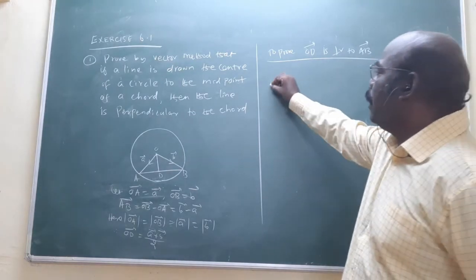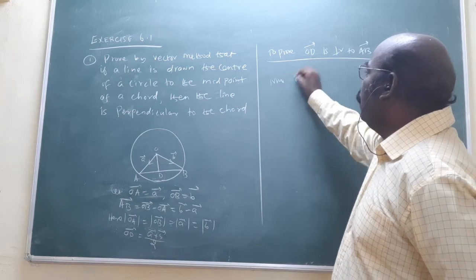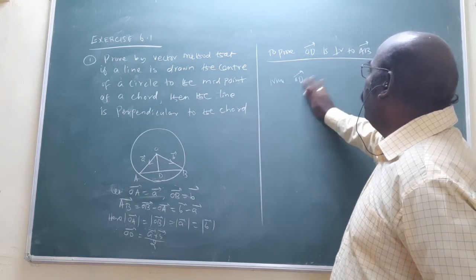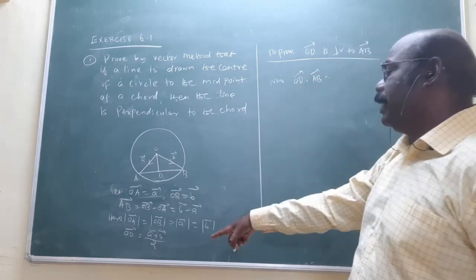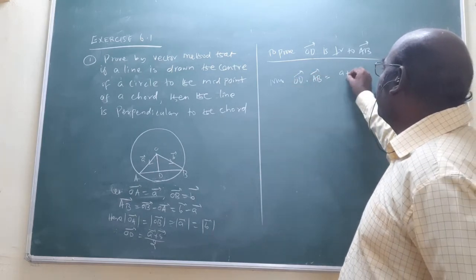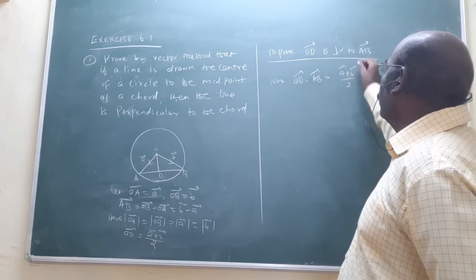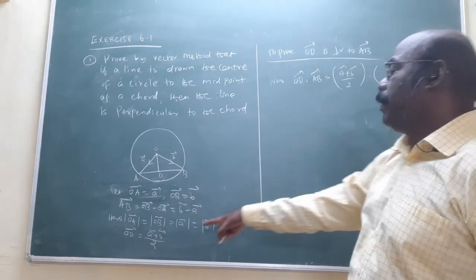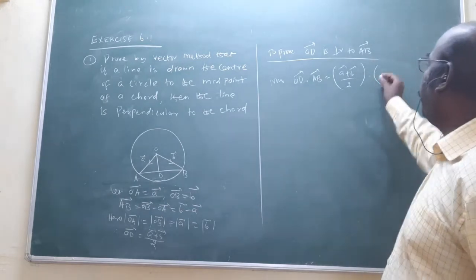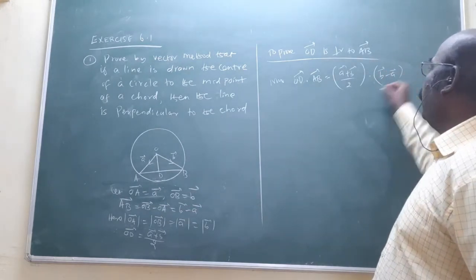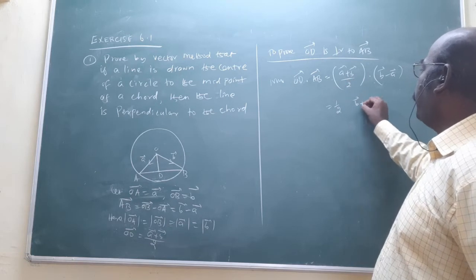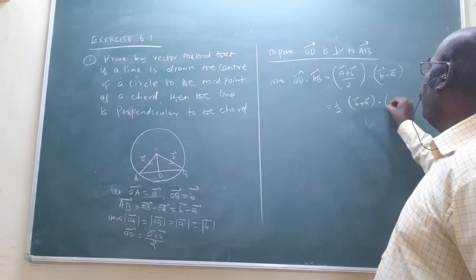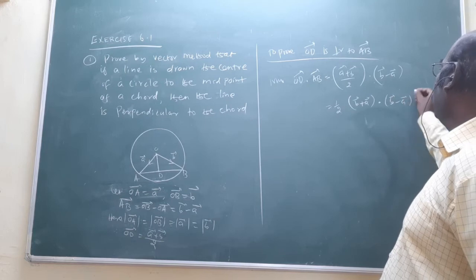Now start with vector OD dot vector AB. Vector OD already found out. What is the answer? a plus b by 2. Dot vector AB is what? Vector b minus vector a. Now 1 by 2 into, this came as b plus a dot b minus a.